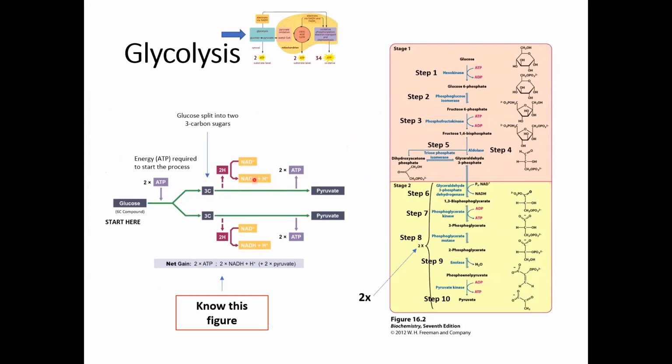Two NADHs are produced, one from this 3-carbon sugar, one from this 3-carbon sugar. We have 4 ATPs produced, 2 here, 2 here. However, we needed to use 2 to get the process going. So really, we only have a net gain of 2 ATPs and 2 pyruvates are produced. So now we are going to move on to pyruvate oxidation.